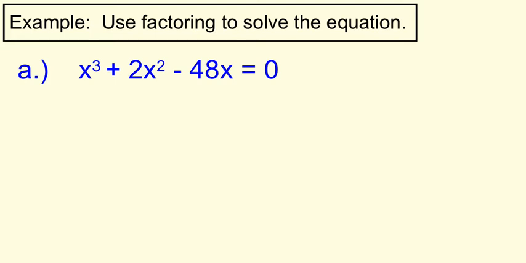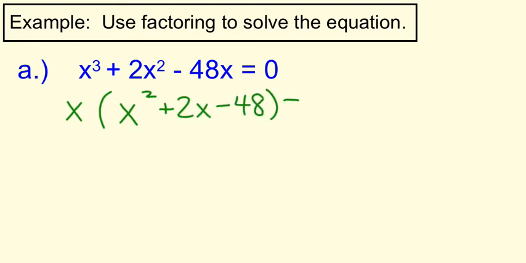So the equation is already in standard form and it's set equal to 0. So now we're going to find the GCF. So we're going to take out the x and we're left with x squared plus 2x minus 48 equals 0. Now we look inside and see if we can continue factoring this piece, which we can using the t-chart method.